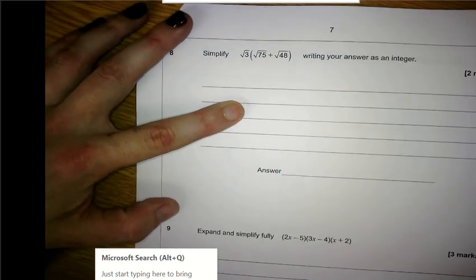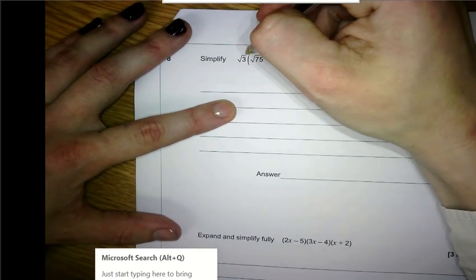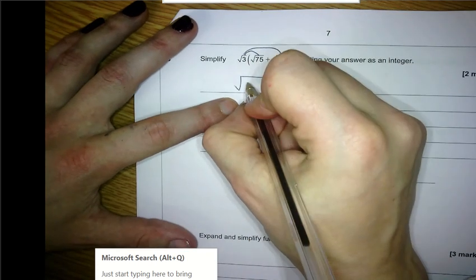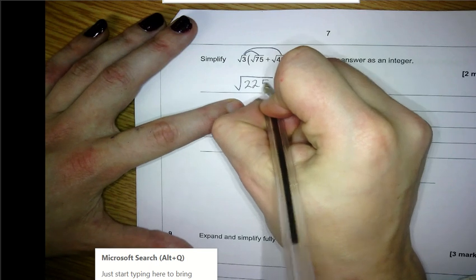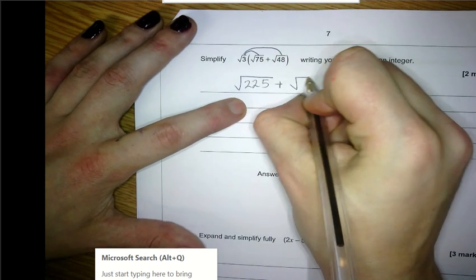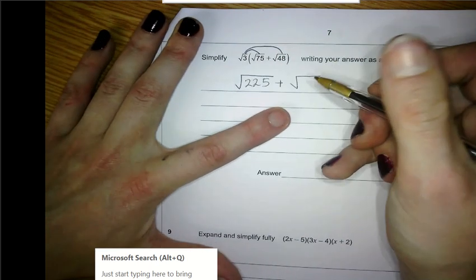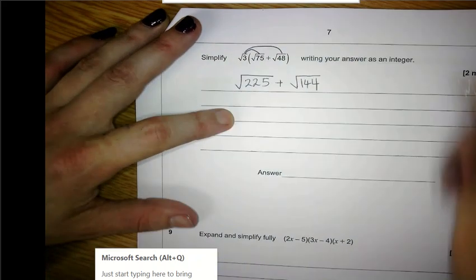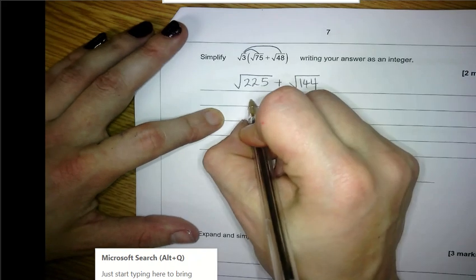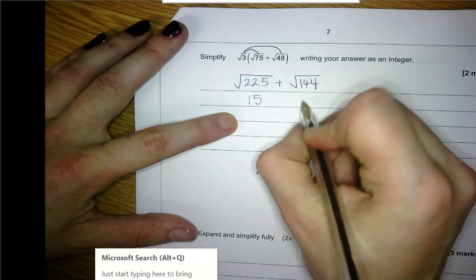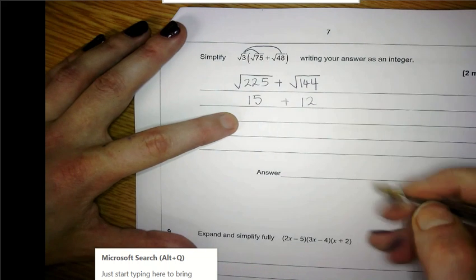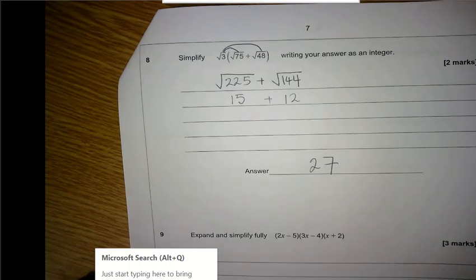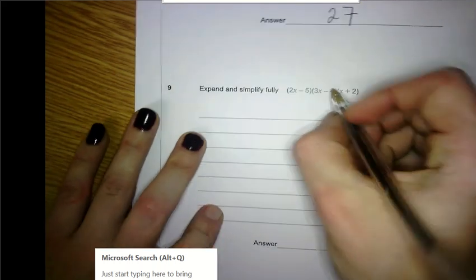Question 8, simplify. I am going to expand my bracket, so I'll get root 75 times 3 is 225, plus root 48 times 3 is 144. And I can see these are both square numbers, so 225 is 15 squared, and 144 is 12 squared. So 15 plus 12 is 27.